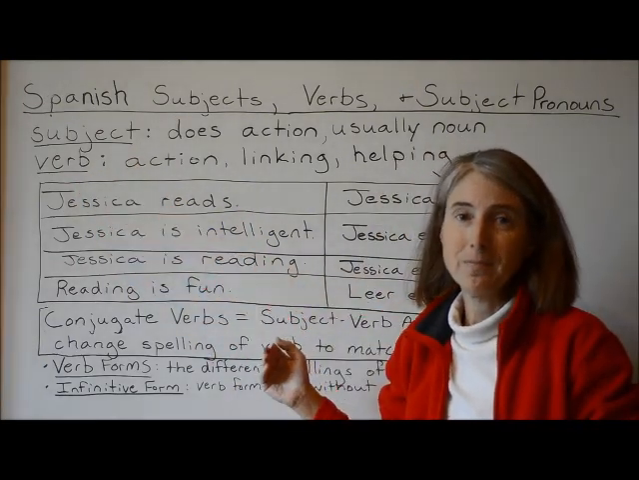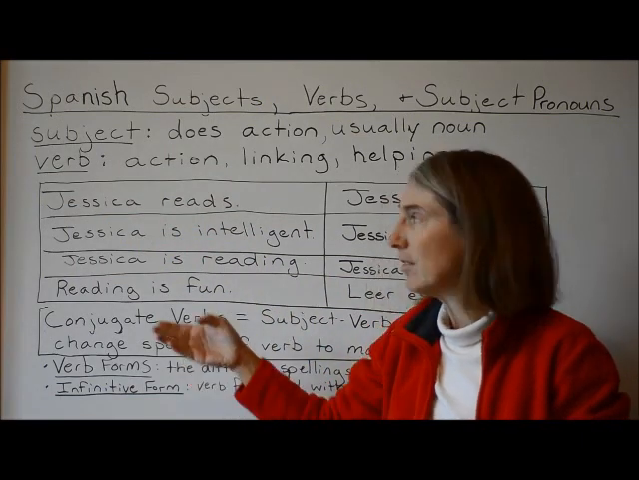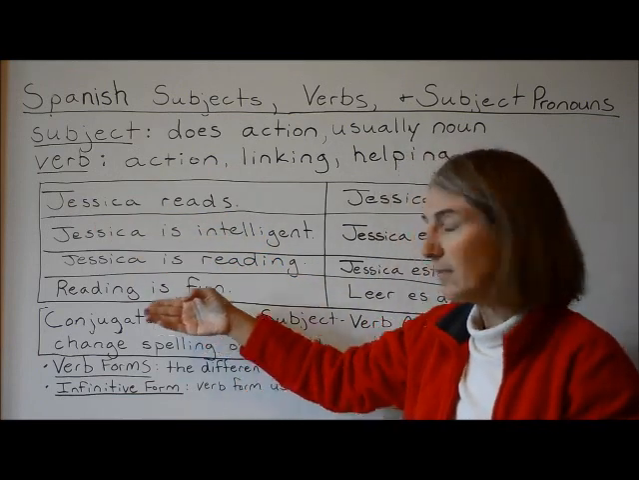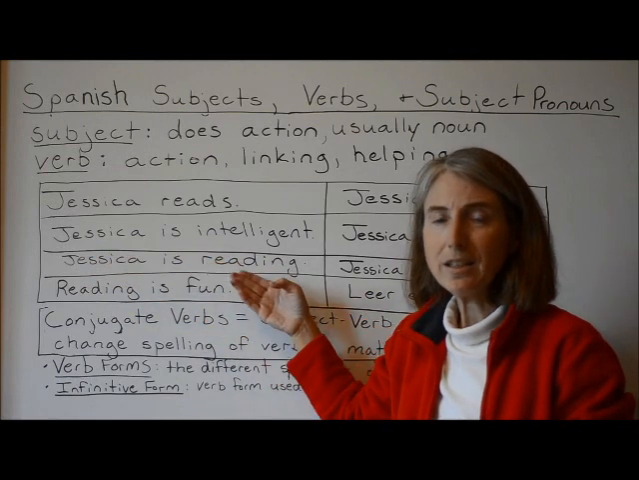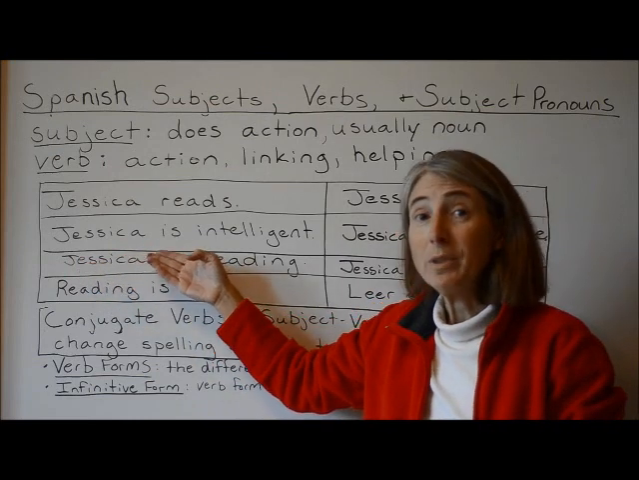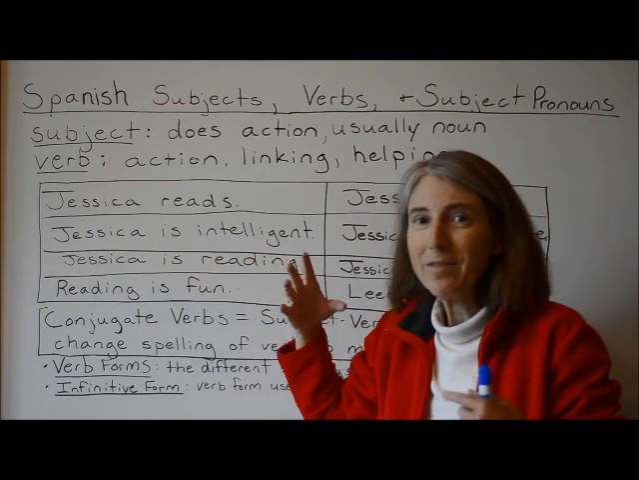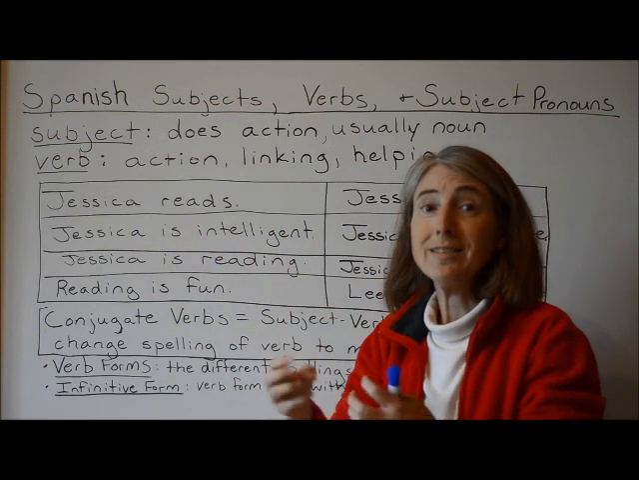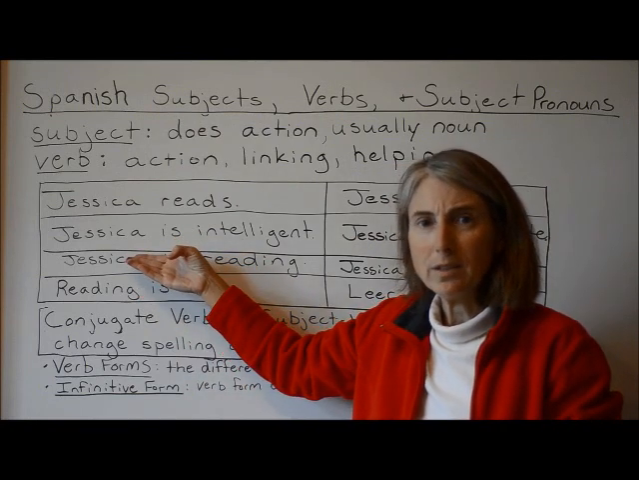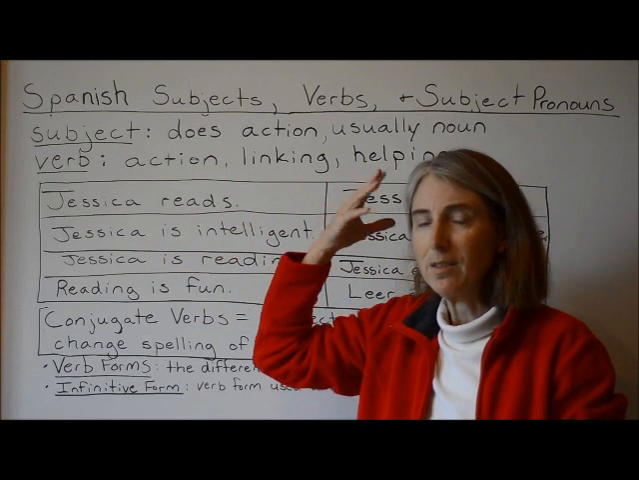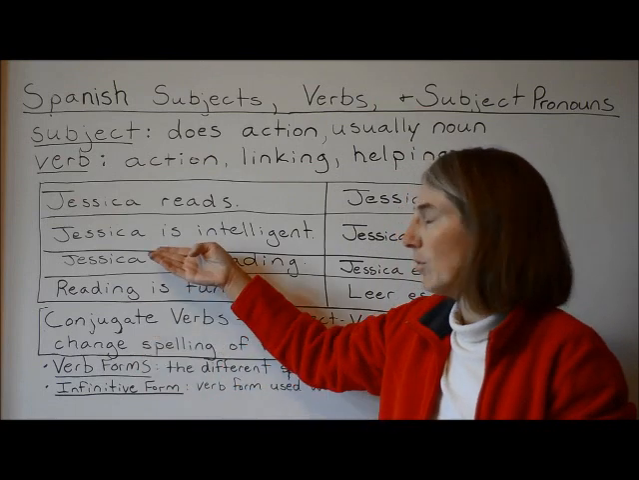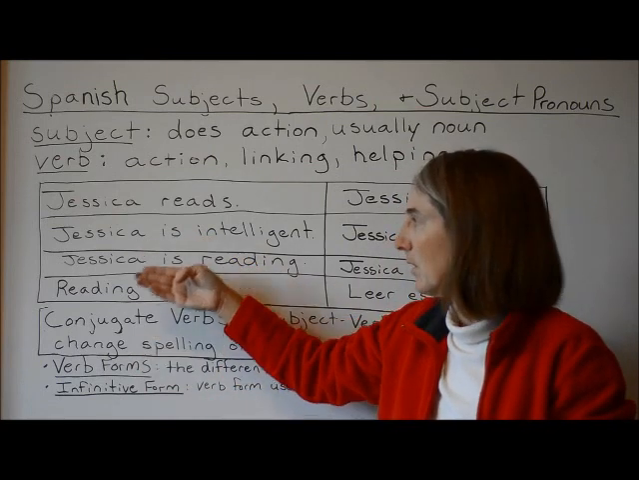Jessica reads. So in this sentence, the action is reads, and the subject is Jessica. In this sentence, Jessica is intelligent. The subject is Jessica, and the verb is. Just because we have a verb where you can't actually see the action doesn't mean there's no action happening. This is a form of to be. So it can be an action that's thinking or that is existing. So the verb is the action in this sentence.